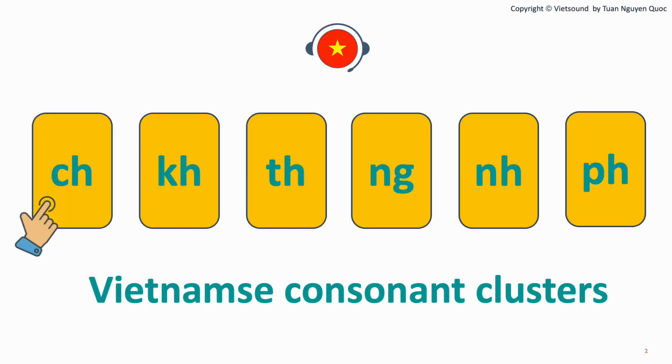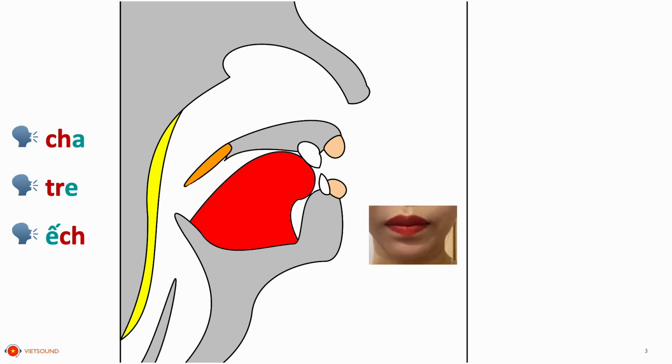The ch sound. The ch sound can occur at the beginning of the word and can be spelled by the letters ch, like in the word cha, or spelled by the letters tr, like in the word tra, or it can occur at the end of the word, like in the word ích. But I want to say that when the ch sound occurs at the end of the word, it's pronounced quite a bit different. I'm going to talk about the ch ending in the second part of this video.